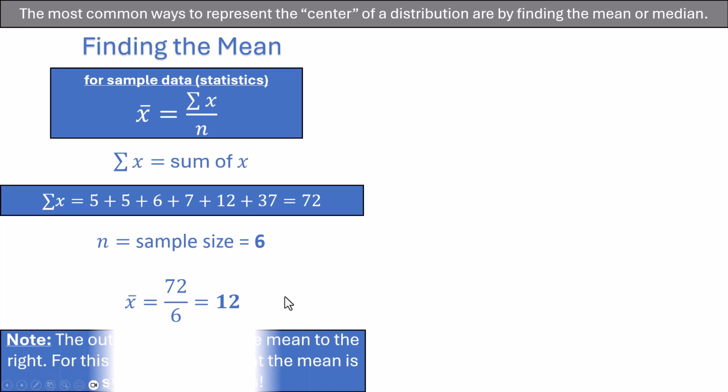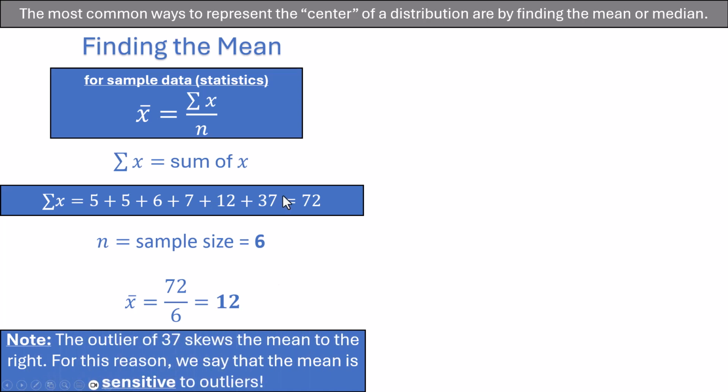Note that in this case, we have the value 37, which could be considered to be an outlier. It's quite a bit larger than the other numbers in the dataset. The outlier of 37 skews the mean to the right, meaning it's going to make the mean a lot larger than it would be without it. For this reason, we say that the mean is sensitive to outliers. If we have outliers, then the mean is really going to be influenced quite a bit by those outliers.